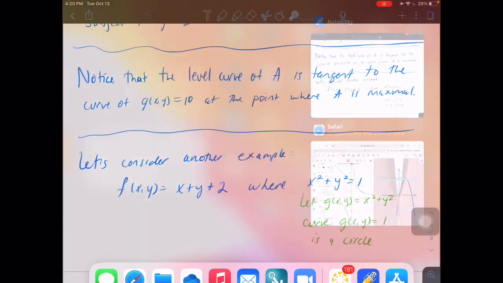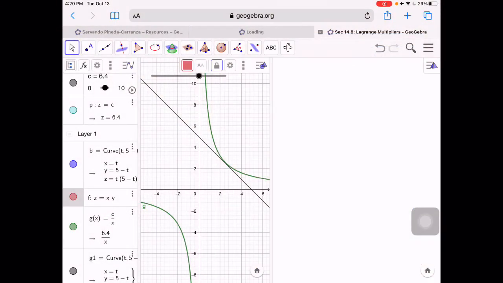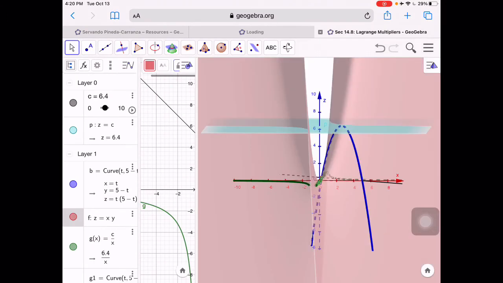So let's do that. Let me go back to GeoGebra. Let me block these out for now while this thing loads.